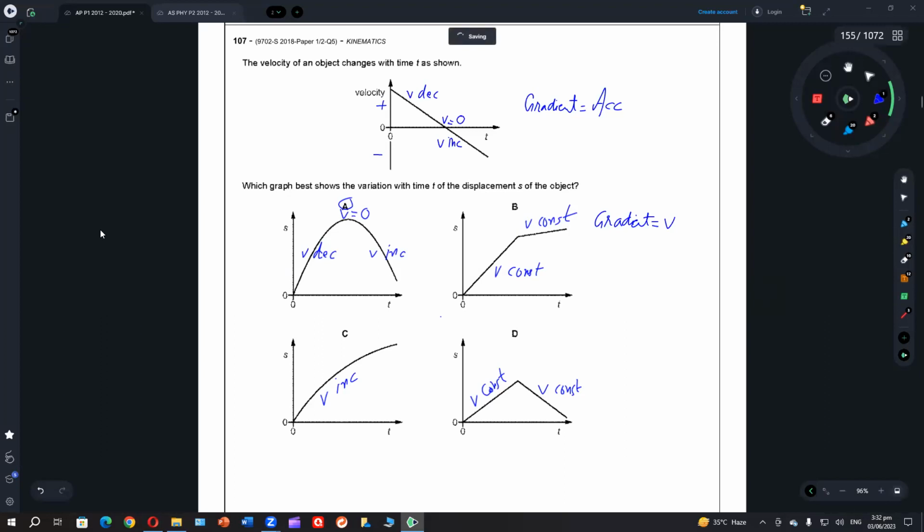Is C showing an increase in velocity or a decrease? Because it is moving away from... You're right. C, the gradient is decreasing.